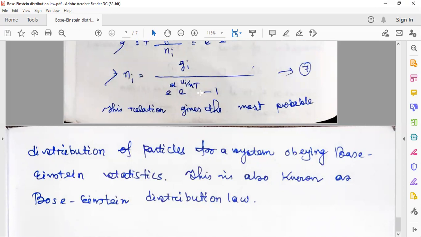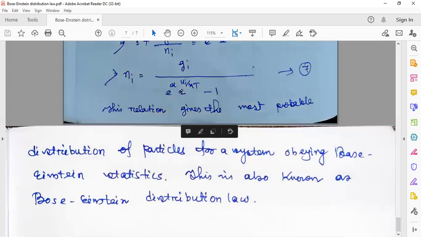That means this ni number of particles, how they will be distributed in gi number of cells. So that is what we have to find out. And the distribution will depend on the energy, temperature, and the Boltzmann constant, etc. Here Ei stands for energy.